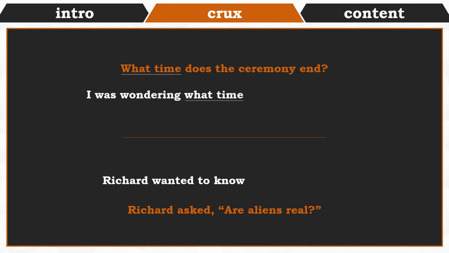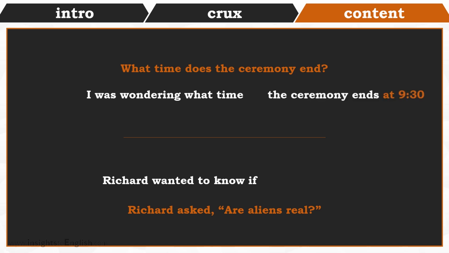What about the second sentence? Well, it doesn't have a question word. So what do we use? If. Great. Third part. How would you say the top sentence as a full answer? The ceremony ends at 9:30 or whenever. And the bottom sentence? Aliens are real, or aliens aren't real. Okay. Take away the unknowns and put the whole thing together. I was wondering what time the ceremony ends, and Richard wanted to know if aliens are real.